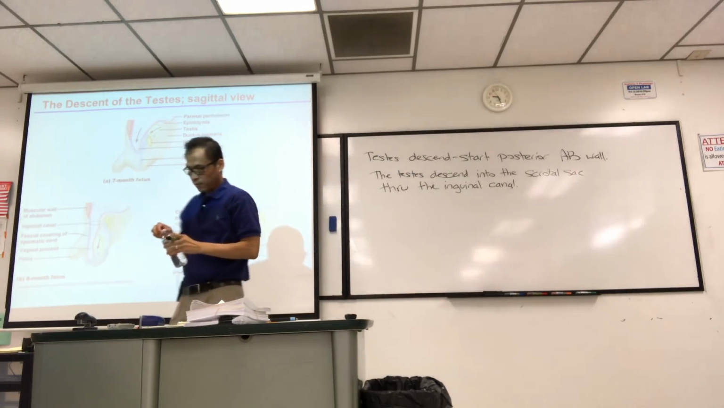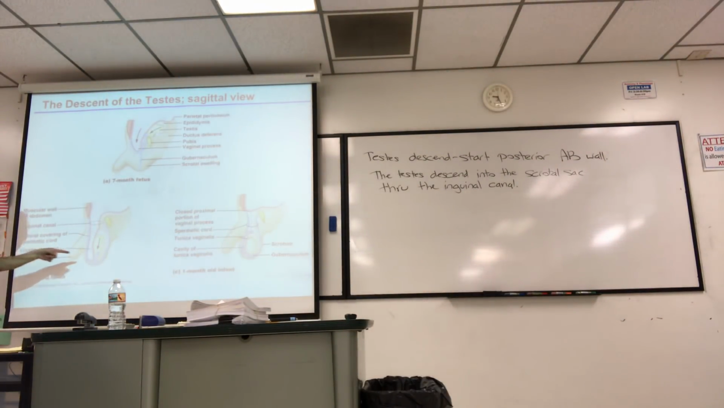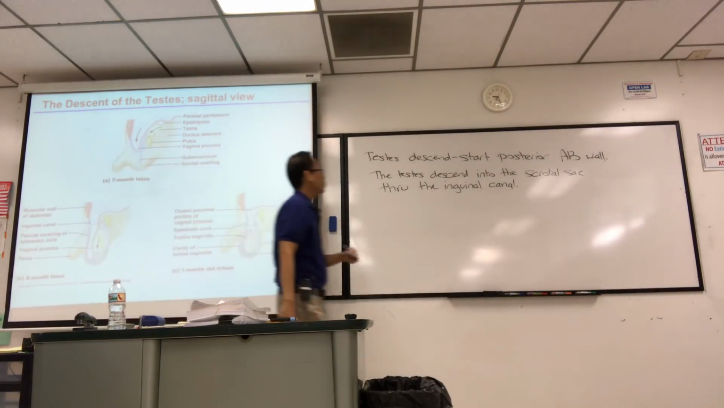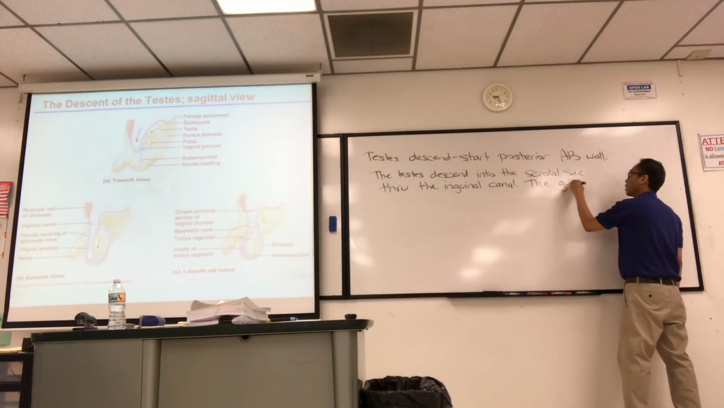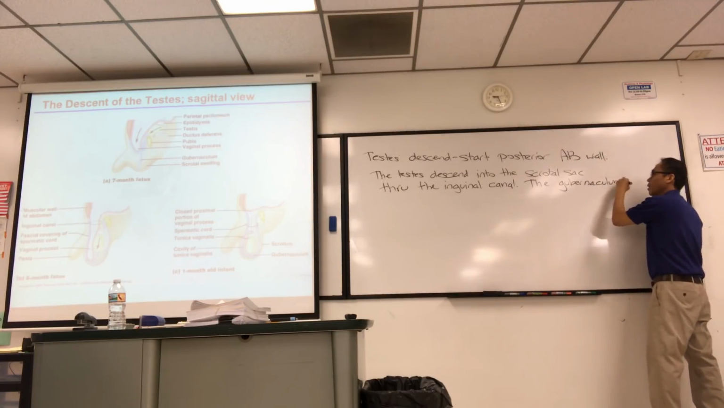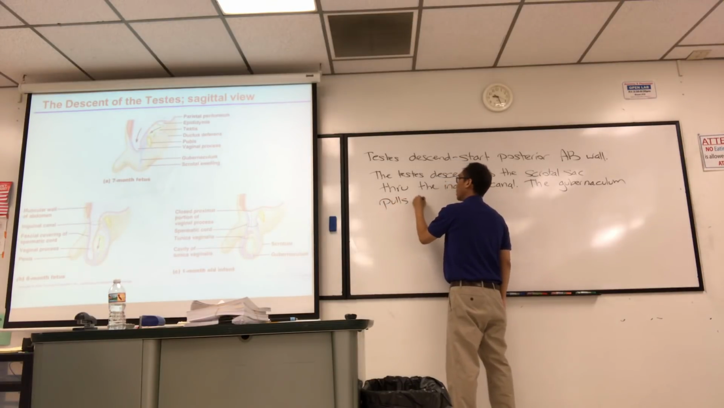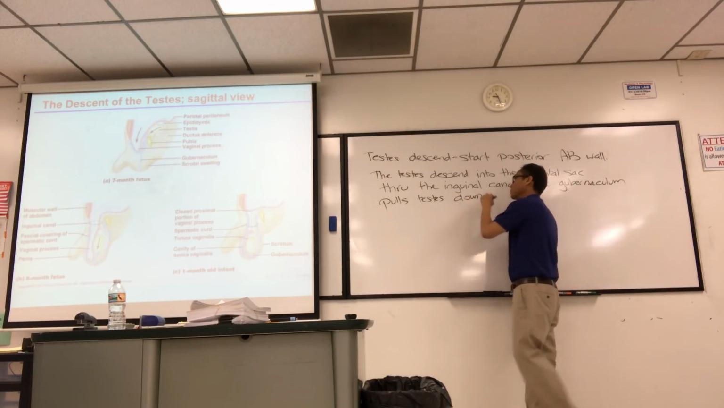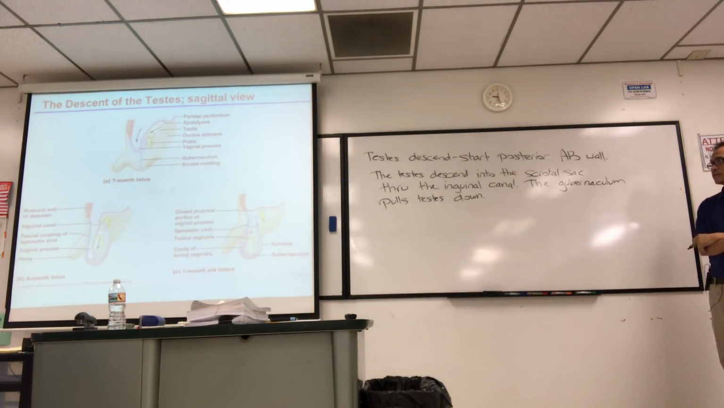A couple other things to note. The descent of the testes is not by itself. It's being pulled by a structure called the gubernaculum. The gubernaculum pulls the testes down. Also know that as the testes are being pulled down, they're behind the peritoneum.